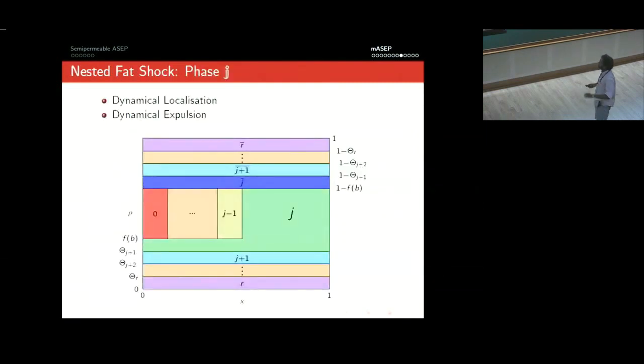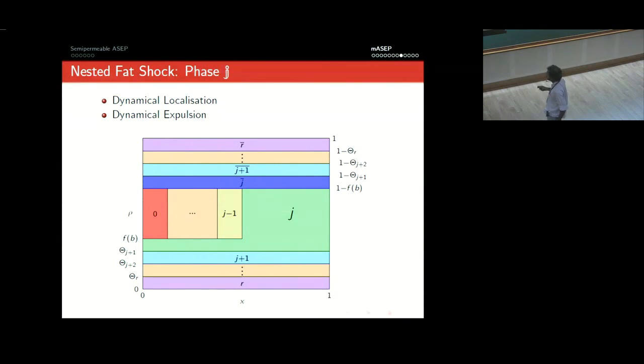So now in the last minute and a half, I just want to give you a physical idea of why this happens. And this is a generalization of this fat shock picture that I told you. This is what we call a nested fat shock. So what happens is that all the zeros, all the ones, all the way through all the J minus ones, I'm talking about phase J, they sit together, and the whole thing moves synchronously.